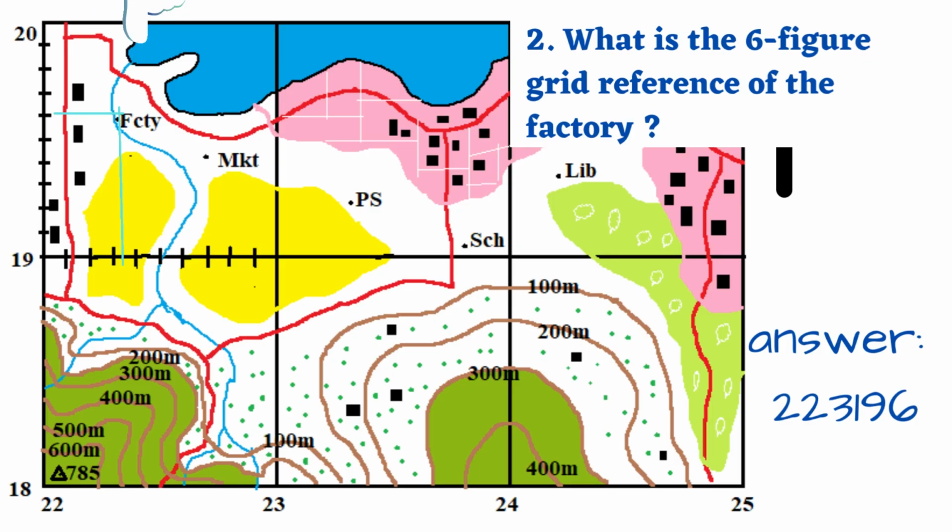So the answer to the question is 22, 3, 19, 6. Notice that I don't separate the numbers. Notice that I don't put any punctuation mark between the numbers. I just write the 6 numbers, and that will give you the mark.